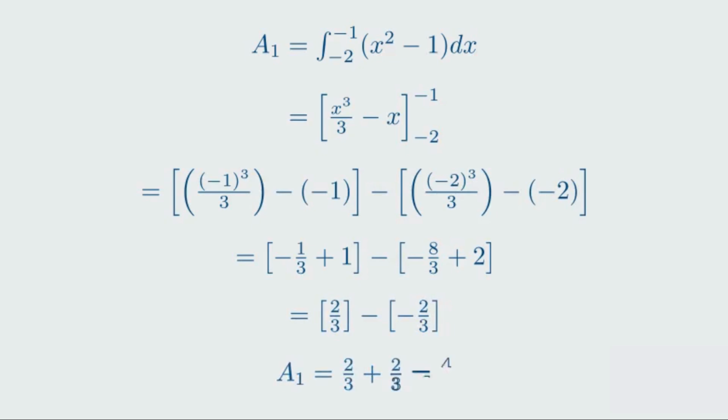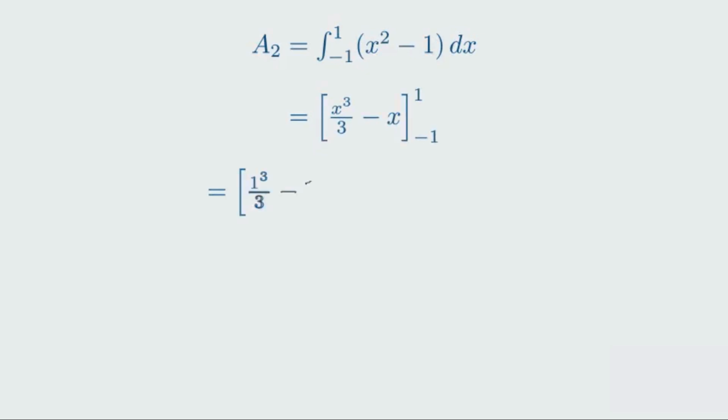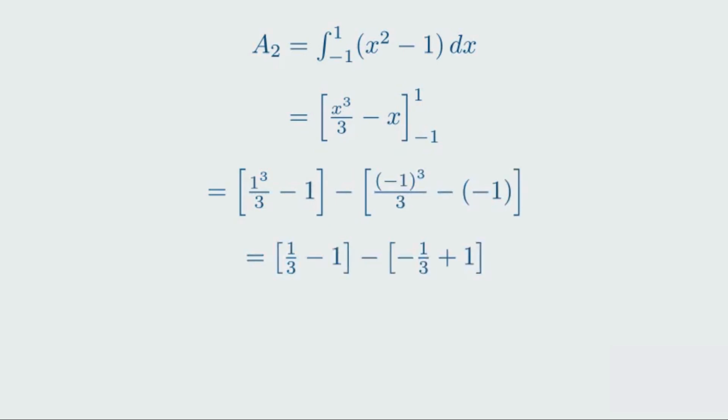Next, let's find the area of the second region, A2, which is from x equals -1 to x equals 1. We calculate the integral of our function over this interval. Using the same antiderivative, we evaluate it at 1 and -1. This gives us 1/3 minus 1 minus the quantity -1/3 plus 1, which simplifies to -2/3 minus another 2/3, resulting in -4/3. As expected, we got a negative value because the curve is below the x-axis in this interval. For the total area, we take the absolute value, which is +4/3.